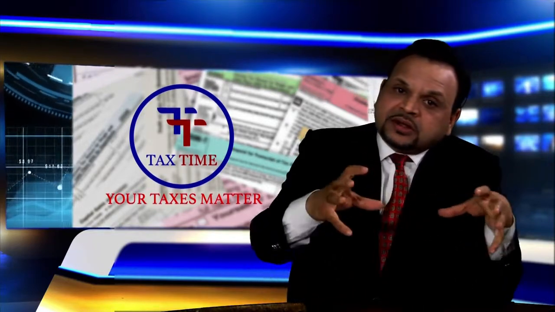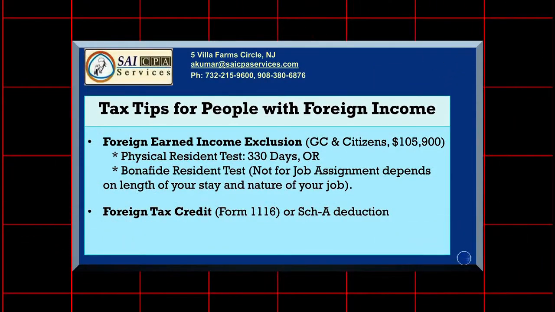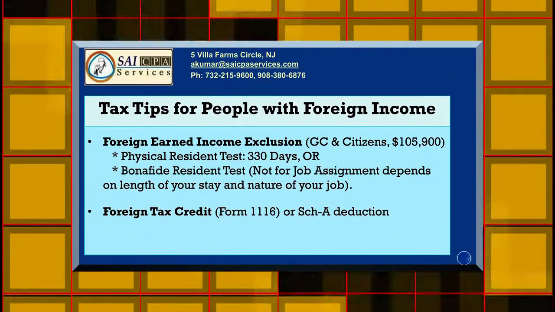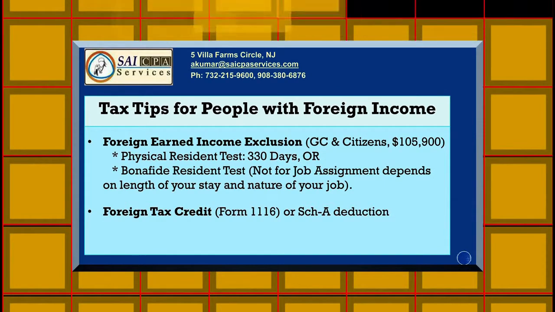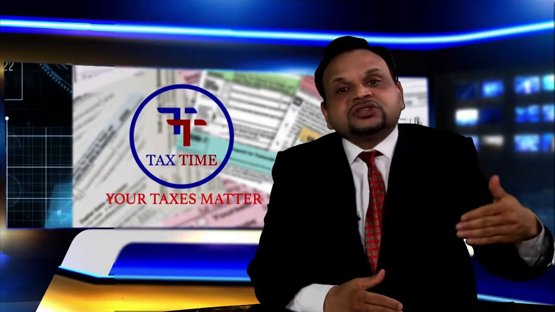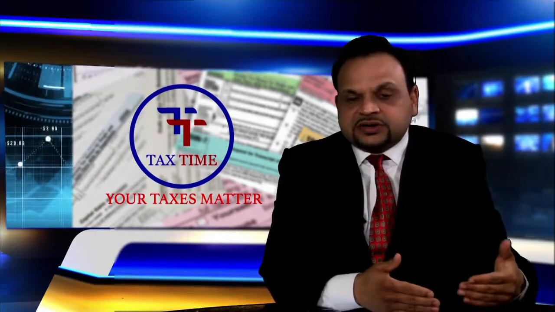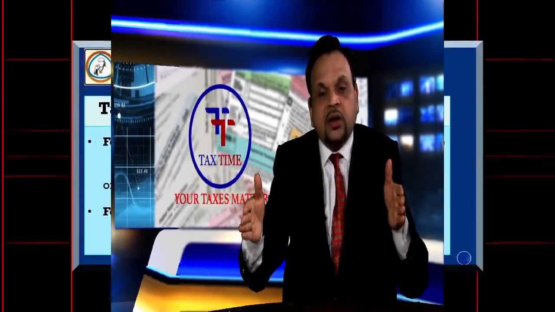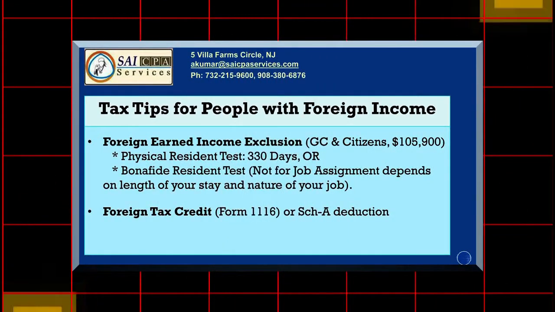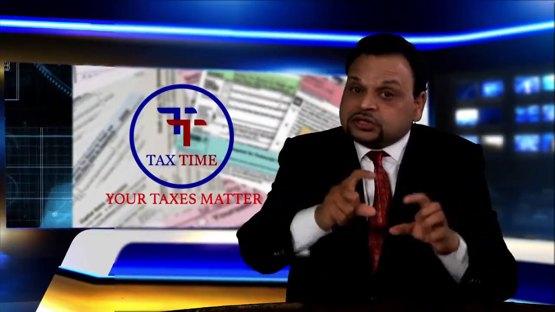With the bona fide resident test, what it means is you have set up your residence in a foreign country, and the way the IRS looks at it, if you have bought a home, if you have a driving license, if you have taken the citizenship of that country, all those tests are used to decide if you are a bona fide resident of that country. In that case, you can exclude $105,900 of your earned income. So you don't get the tax credit. You can either get the tax credit or you can exclude the income. You still have to include it.